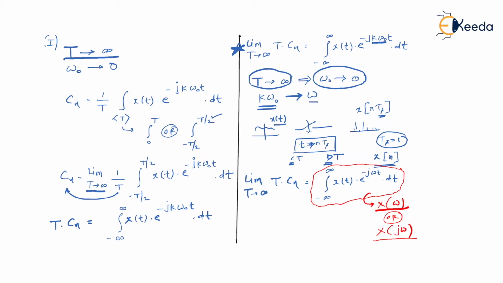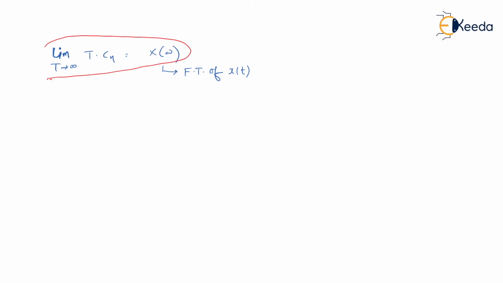So let me rewrite this. On the left hand side, what we had, let us keep it as it is. So what we had is limit T approaching infinity, T dot c_n is now simply equal to X of omega, where X of omega is nothing but the Fourier transform of x of t. And now this is called the relation between Fourier series and Fourier transform. So this is popularly known as the relation between Fourier series and Fourier transform.